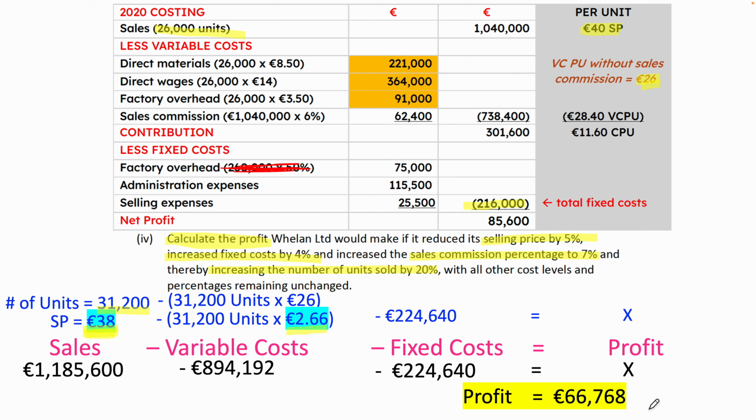Okay, so that one there was very tough. You have to just write out your formula: sales less variable costs less fixed costs is equal to profit. You have to then do any changes up above. So really digest the question, what they're asking you to do, and then underneath do all of the workings. Okay, and so €66,768 is your profit. So that is part 4 complete.